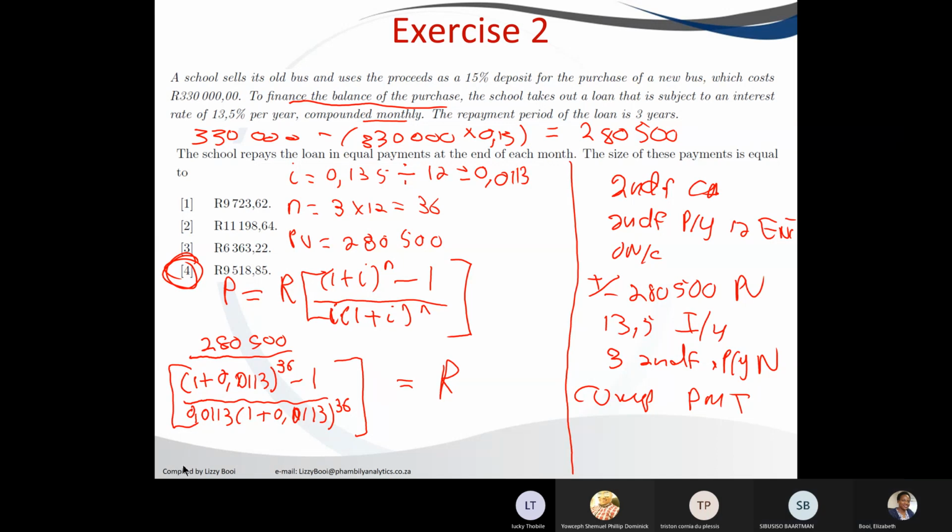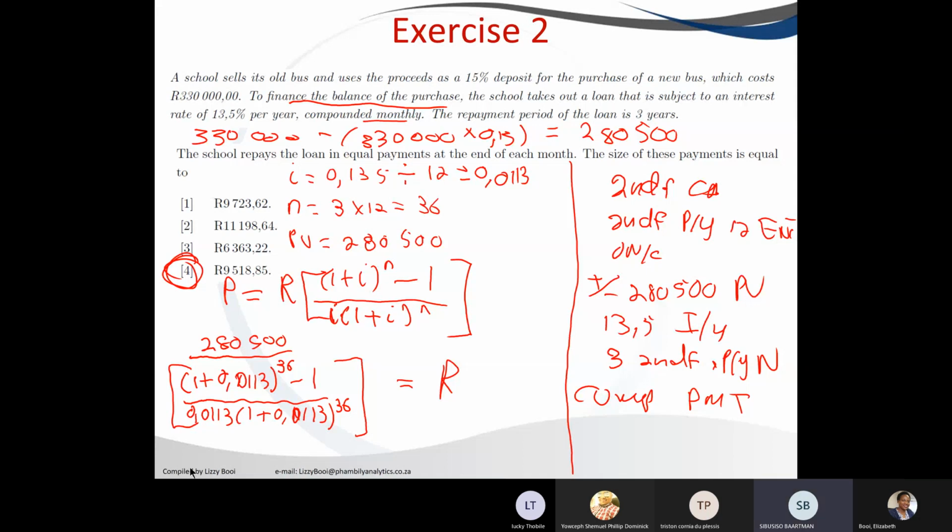Hi, sorry, Lizzie. Yes. I first did my calculation. I'm not sure if I'm wrong or what, but at first I did my calculations and I got the second option, and then I subtracted the 15% deposit and I got option 4. I used 30,000 as my present value, got the second option, and then subtracted 15% and got number 4.